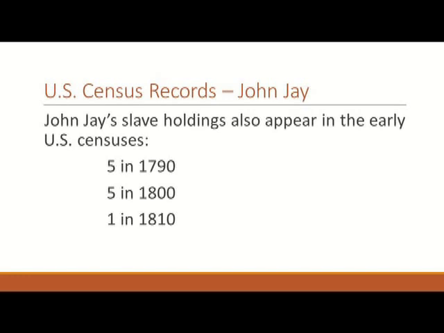The next slide shows that in 1790, John Jay's household had 5 slaves. The 1790 census was the first census taken by the United States government. The second census was in 1800. He still had 5 slaves. And by 1810, he was down to 1 slave, which is relevant because it sort of tracks his path towards manumission and eventually his role in eliminating slavery in New York State.